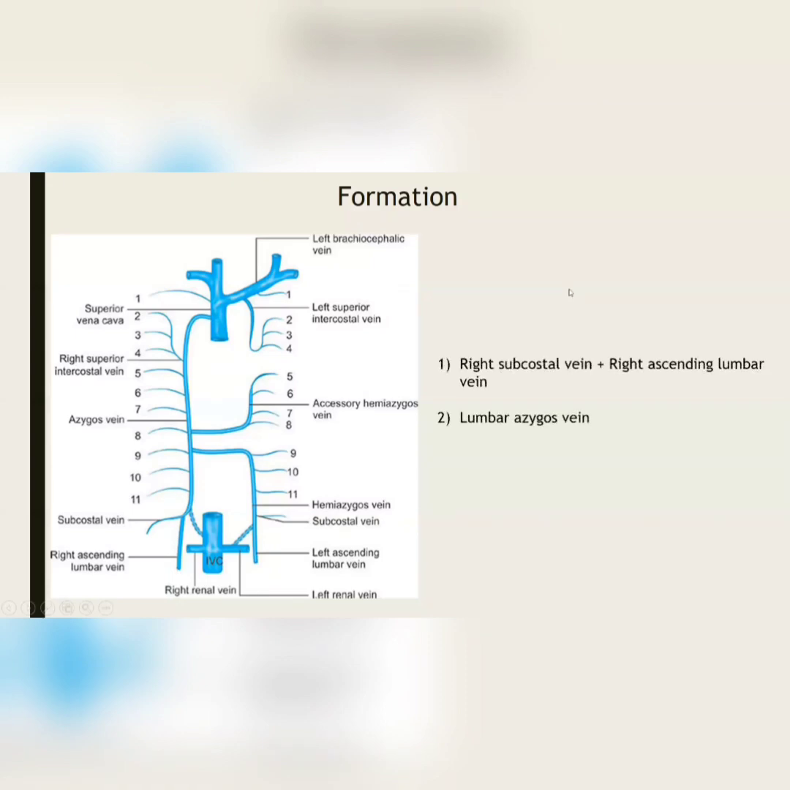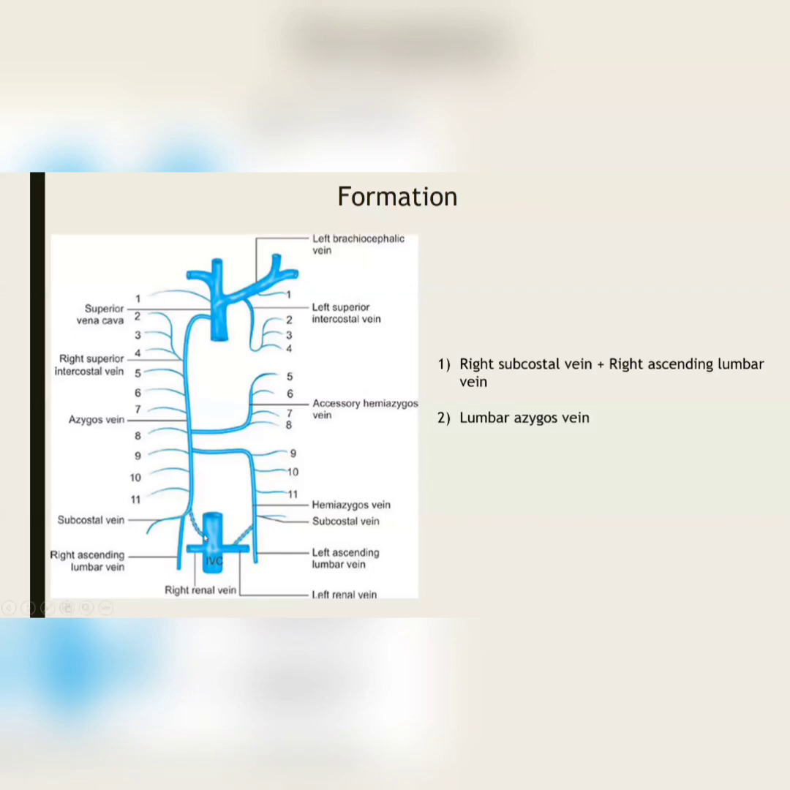Now, since this is a vein, there are certain variations in its formation. So the most common way in which the azygos vein is formed is by the right subcostal vein joining with the right ascending lumbar vein. Whereas in some individuals, the azygos vein can also arise from the lumbar azygos vein. This is represented in dotted lines in the diagram. Lumbar azygos vein is a vein which arises from the posterior aspect of the inferior vena cava. So that is represented in dotted lines.